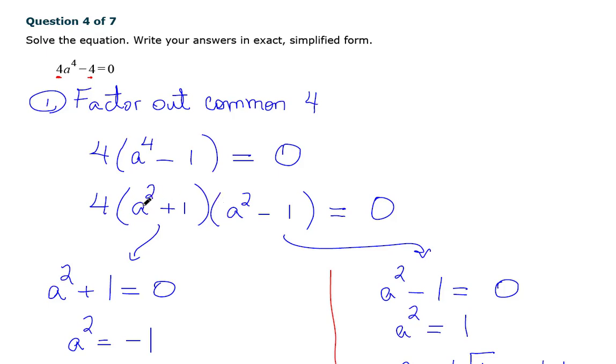A squared times a squared, a to the 4th. Plus 1 times minus 1 is the minus 1. And because of this alternation in sign, I do get the minus 1 back. So I grab the first piece, set it equal to 0, and then grab the second part, set it equal to 0.